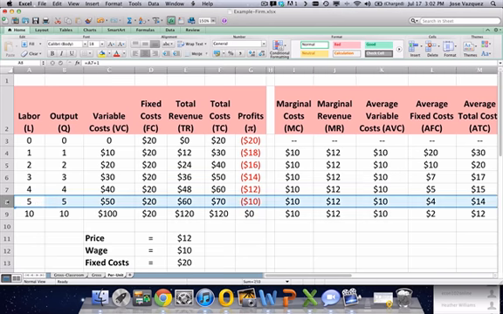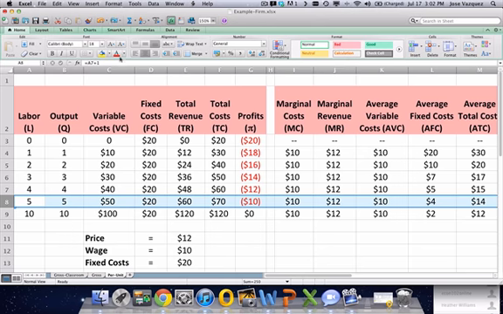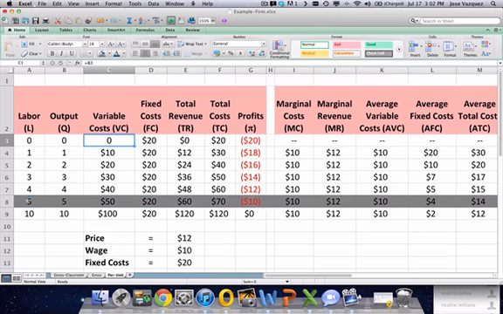You see, this is 5 hours right here. At that point, you're not making any profits. You're losing $10. You're having $50 in variable costs and $20 in fixed costs. You're only making $60 in revenue, but you're paying $70 in costs, so you're losing $10. So that's why your girlfriend tells you to get out of the business.